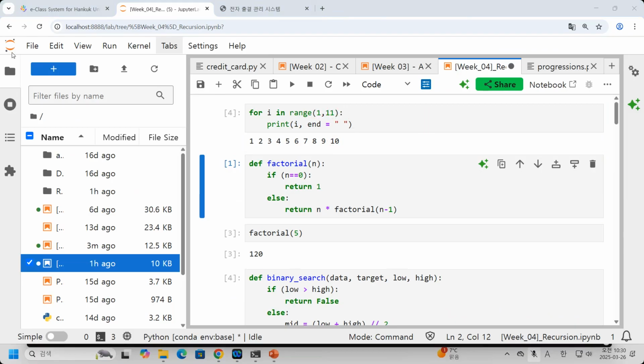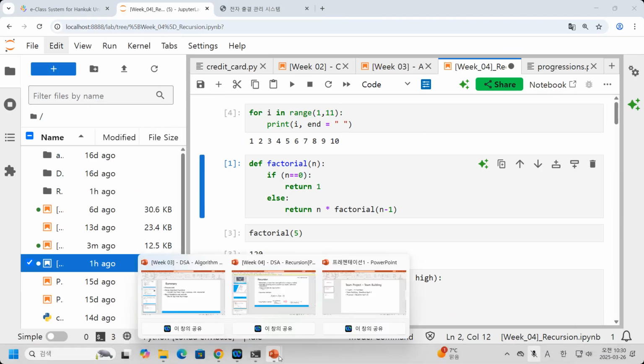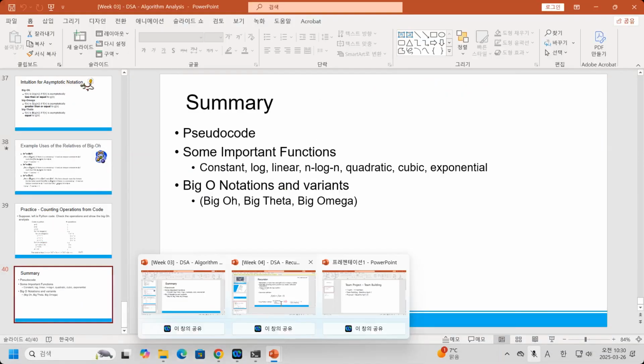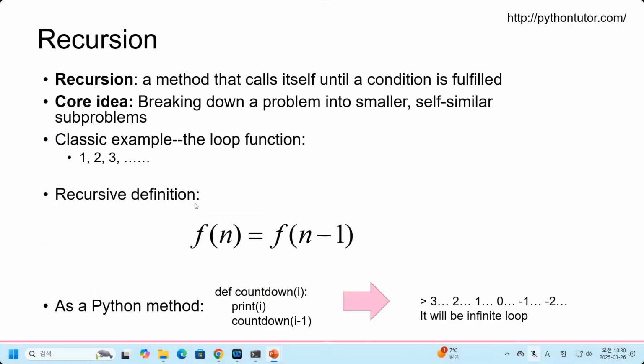Now, we can do this one with recursion. So the recursive definition, we call it, this is Fn equals to Fn minus 1. Usually we will do down grade or count down. If we have I, we can do upper or we can do lower. If we do lower, then we can do like this one: count down I, print I, count down I minus 1.